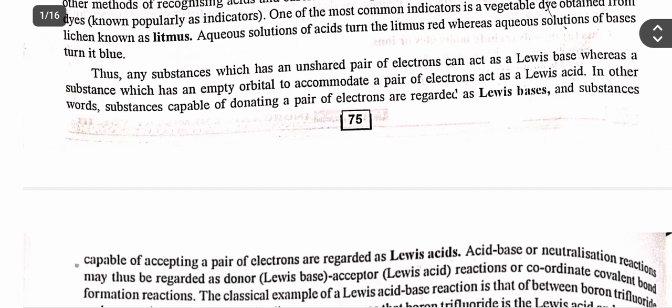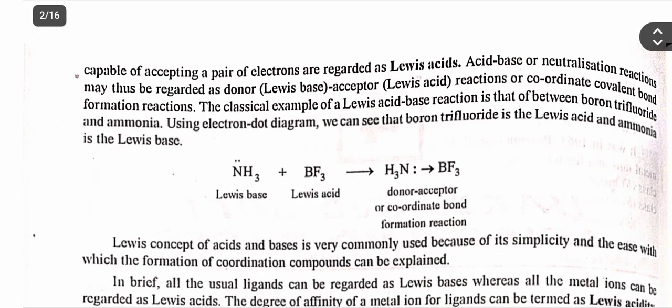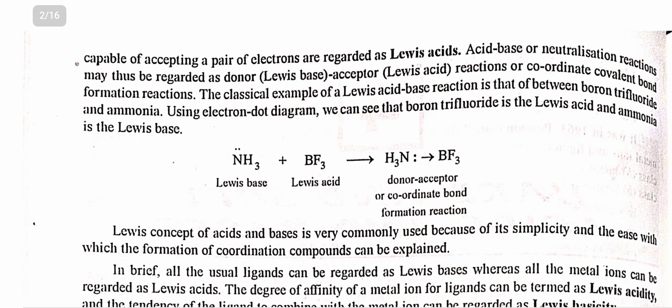Thus, any substance which has an unshared pair of electrons can act as a Lewis base, whereas a substance which has an empty orbital to accommodate a pair of electrons acts as a Lewis acid. In other words, substances capable of donating a pair of electrons are regarded as Lewis bases, and substances capable of accepting a pair of electrons are regarded as Lewis acids. Acid-base or neutralization reactions may thus be regarded as donor-acceptor reactions or coordinate covalent bond formation reactions.